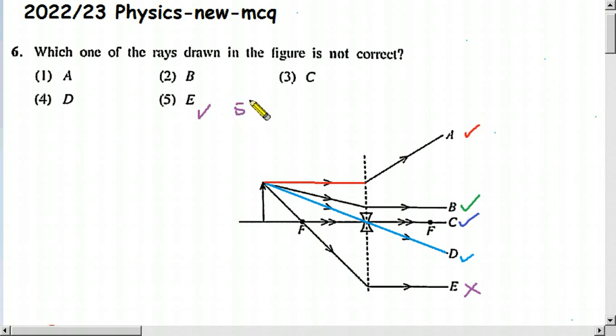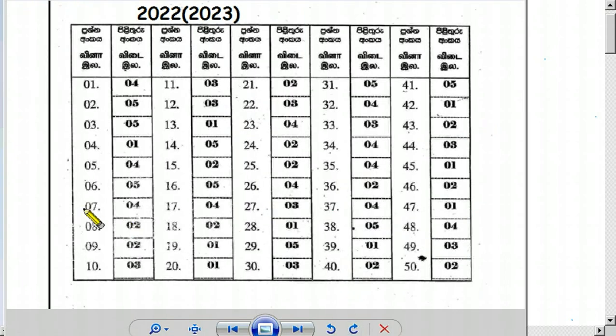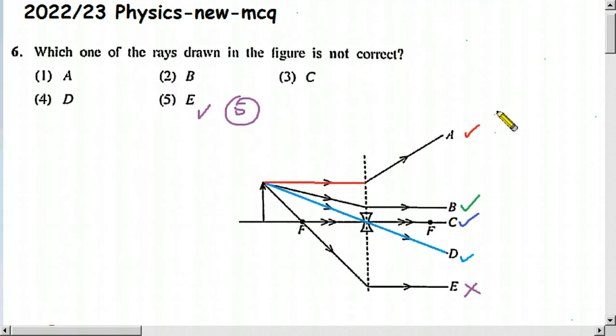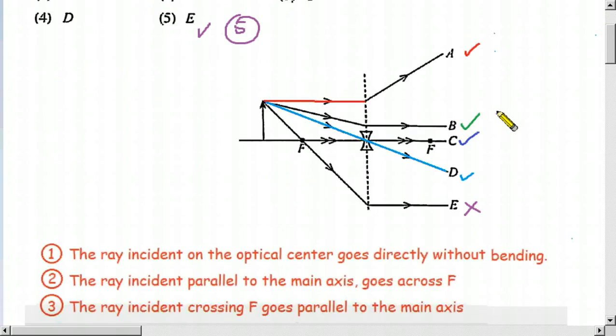This is the wrong one. We have to choose this for question number 6. So children, I think you understand this. This one is not a big issue, but if you don't know these ray diagram rules, you can't choose the correct answer. Now children, I will show you how to draw this wrong ray correctly.